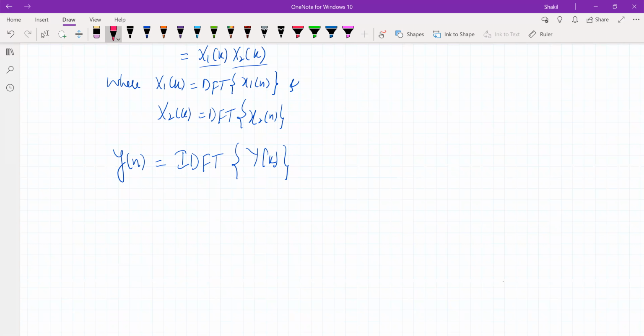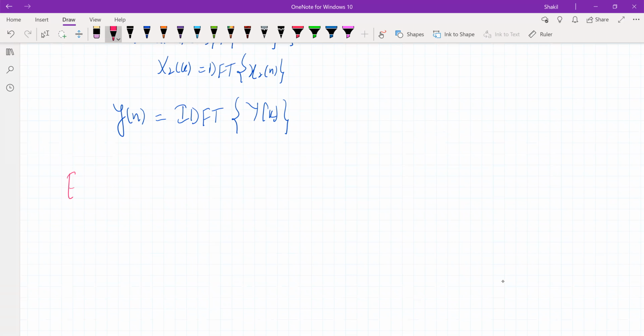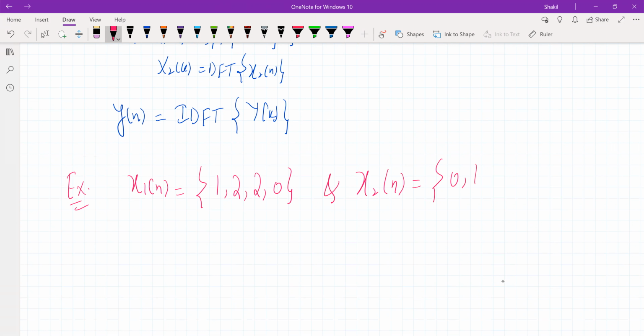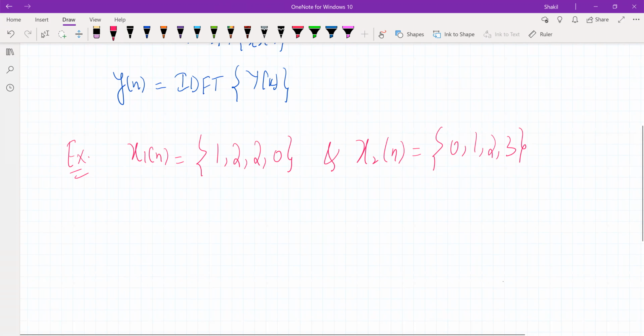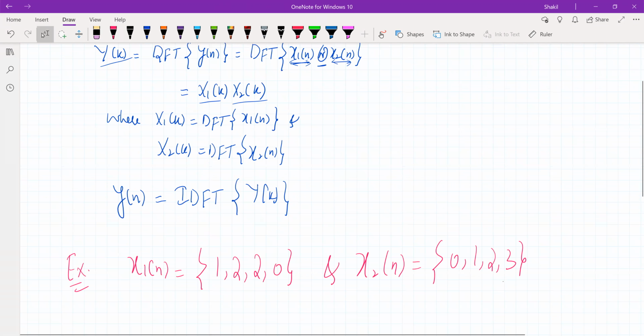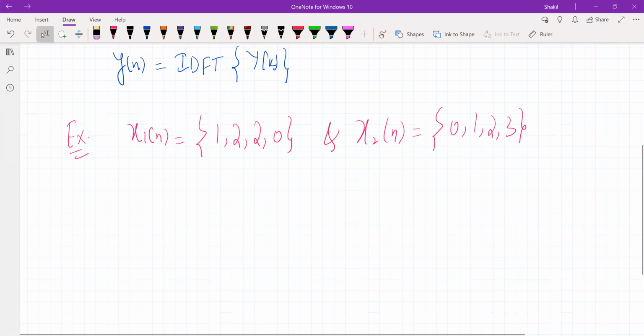Let us follow the same example that we have been following for the past few lectures. So let's say x1 of n is 1, 2, 2 and 0, and x2 of n is 0, 1, 2 and 3. So these are the two sequences. Now first, what do I need to evaluate Y of k? I need X1 of k and X2 of k. That means I need the DFTs of x1 and x2.